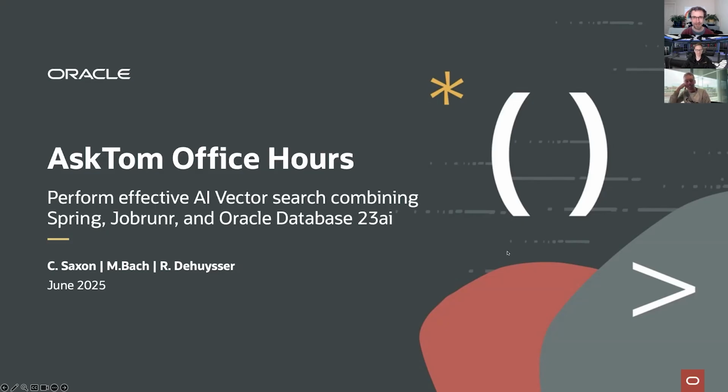Today, we're doing something a little bit different. I'm really excited to have a guest speaker. That is Ronald, who is a developer, creator of Jobrunr, and a Belgian beer lover. He's going to show us some hopefully cool stuff about using AI vector search in Oracle Database 23 AI.